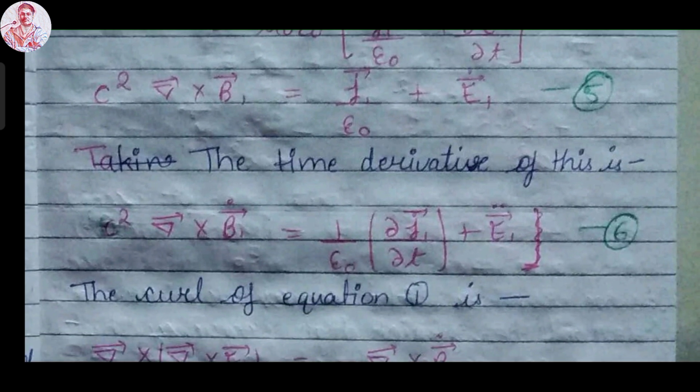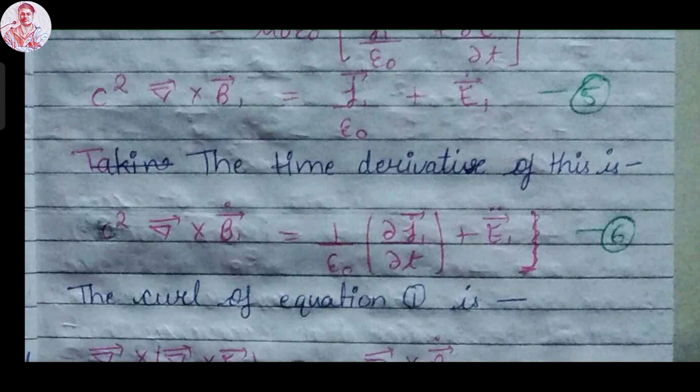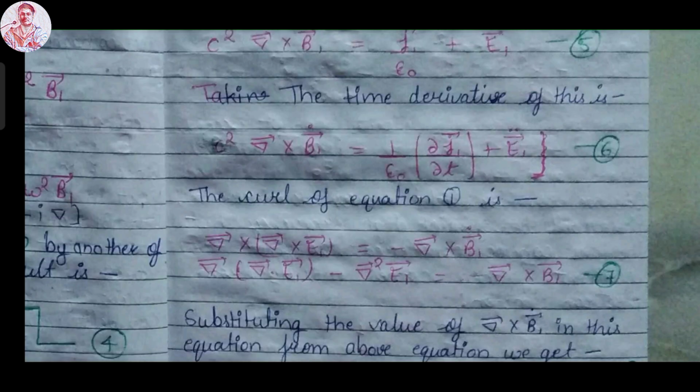Then taking the time derivative of this equation, we get c square del cross vector B dot equal to 1 over epsilon naught del j dot by del t plus del E double dot. Let's take this as equation number 6, where double dot represents the double differential. And the curl of equation number 1, which is vector del cross vector E, we have del into del dot vector E minus del square E, as we have earlier derived.